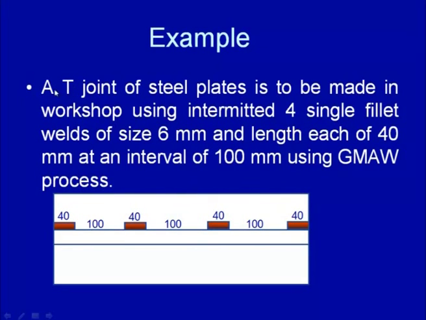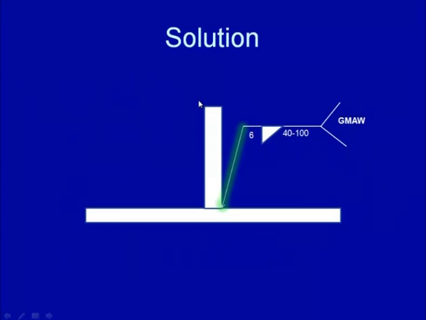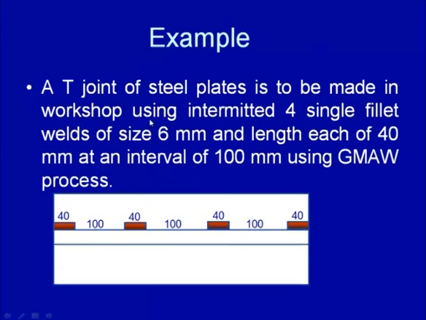Now, we will see another case where a T joint of steel plates is to be made in the workshop, not in the field, but in the workshop itself, using four intermittent single fillet welds of size 6 mm, and the length of each weld is 40 mm, and these fillets are to be developed at an interval of 100 mm using the GMAW process. So, this situation can be seen, like the T joint is to be made.